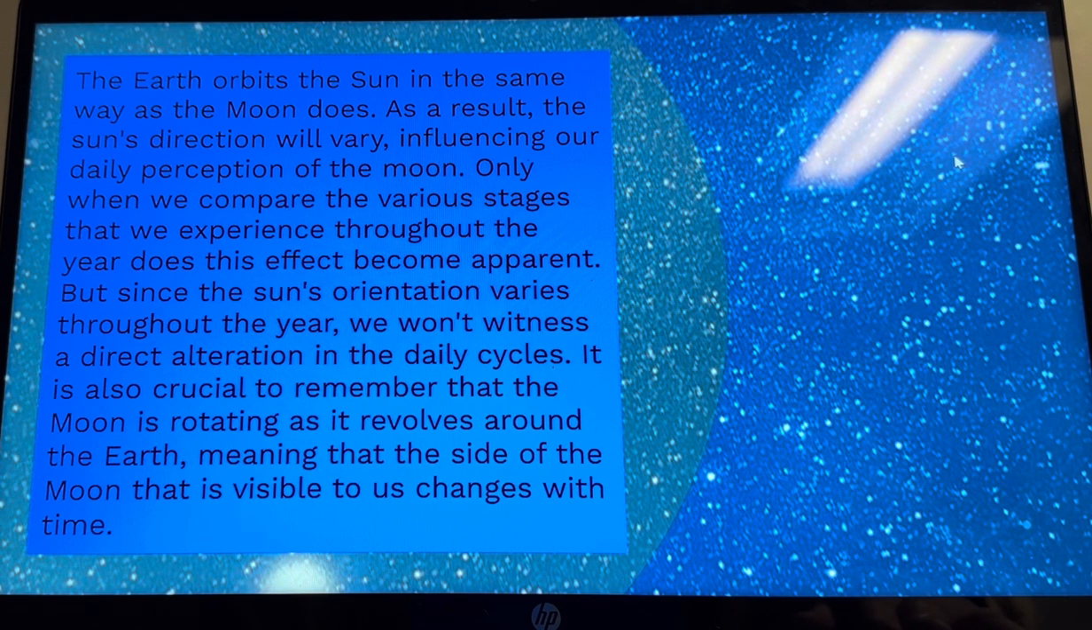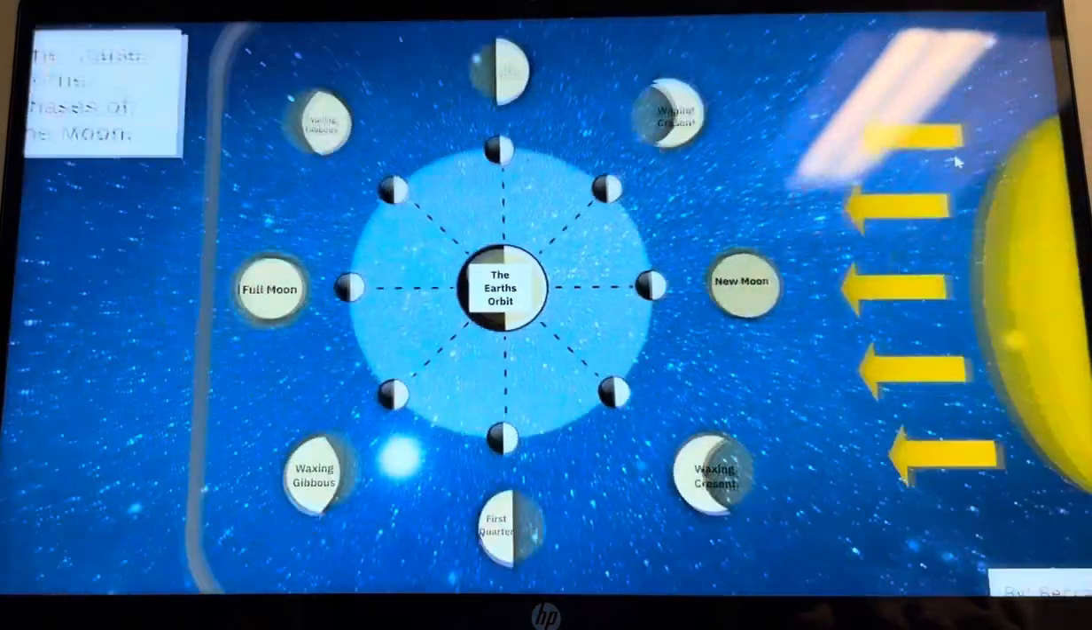It is also crucial to remember that the moon is rotating as it revolves around the Earth, meaning that the side of the moon that is visible to us changes with time. The end.